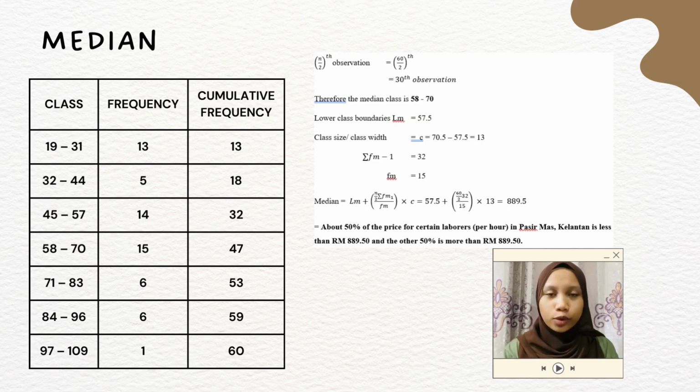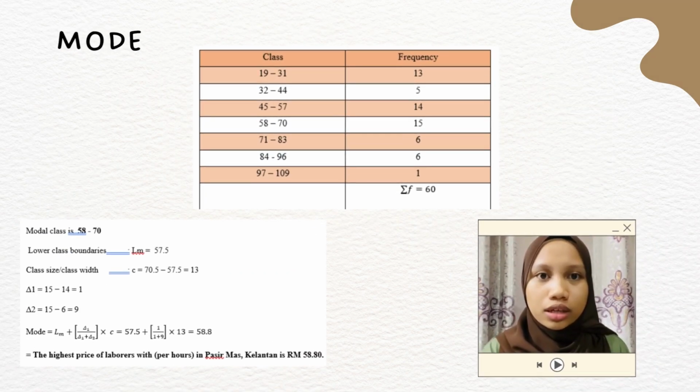For the median formula, we use median equals LM, referring to the lower class boundary of the median class, plus open bracket n divided by 2 minus summation of m minus 1, divided by fm, close bracket, times c. For the mode formula, it is equal to LM, referring to the lower class boundary of the modal class, plus open bracket delta 1 divided by delta 1 plus delta 2, close bracket, times c.